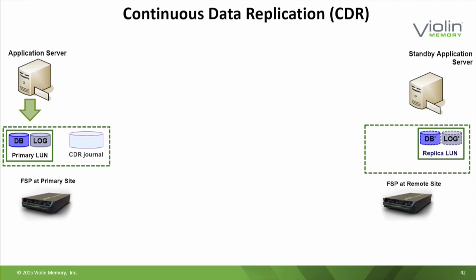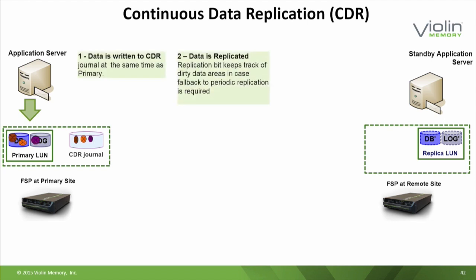For continuous, you have a CDR journal, because it is write by write. Every write has to be sent in exactly the same order that it was received on the primary side. So we have a CDR journal, on a best effort basis, asynchronously sending the data to the target side, and in case it is not able to catch up, we have a way so that it can fall back to the periodic replication.